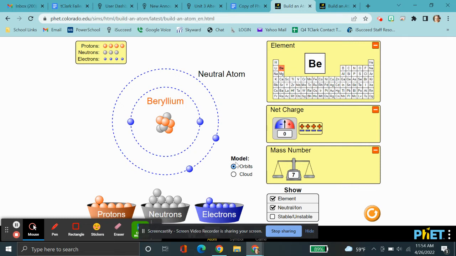And then play around until you determine which particles determine the name of the element you build. So right now we have beryllium, and now it's boron, and we added a proton. Does it change elements if we add more electrons or more neutrons? No. So that would be your answer, hint, hint.